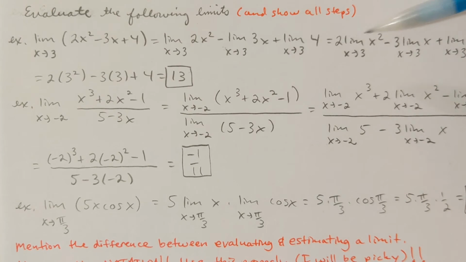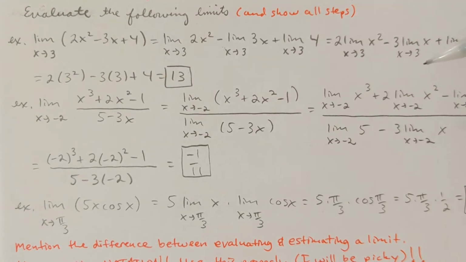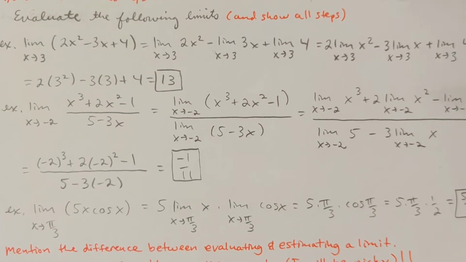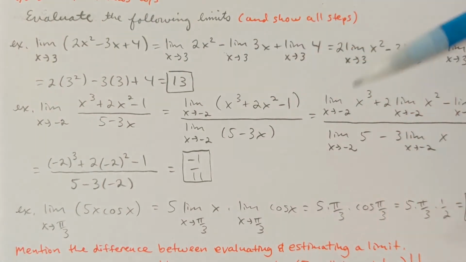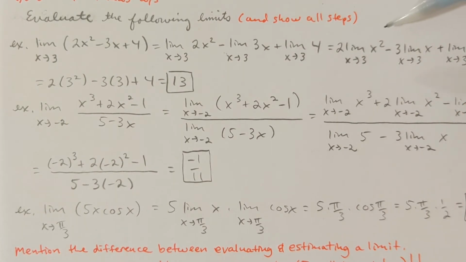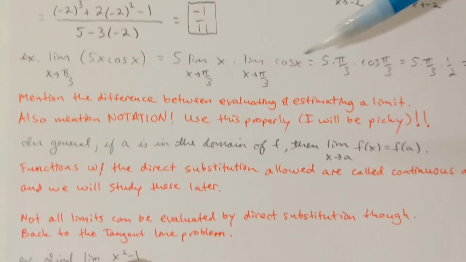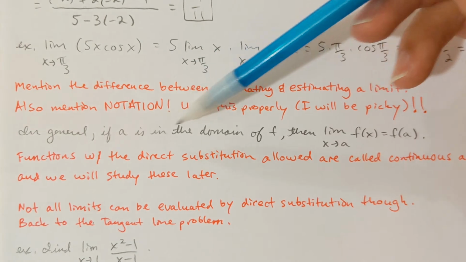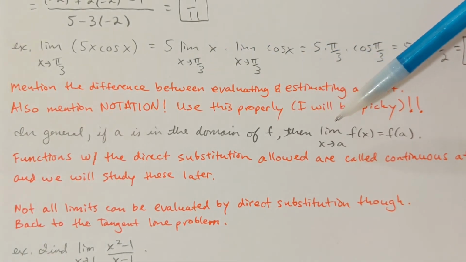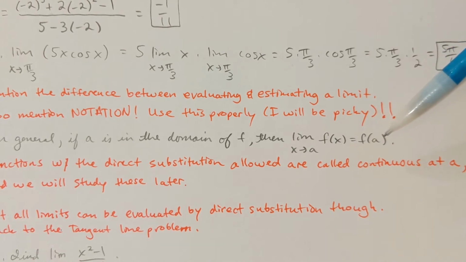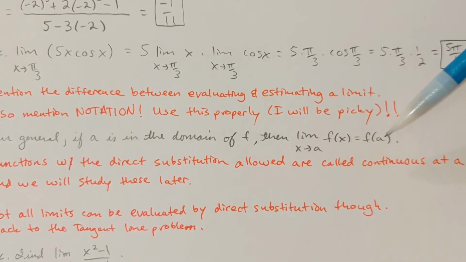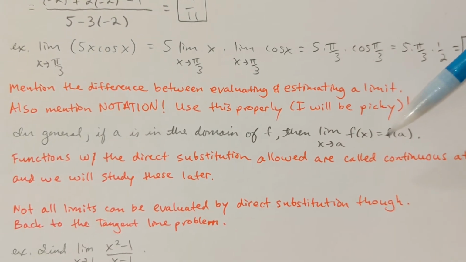Now this is the behind the scenes stuff using our limit laws, okay? So I sometimes get the question, do I have to write all this out if all I'm doing is plugging in the number into the function? No, you don't need to write all this out, okay? In fact, I would encourage you to just plug in the number because that's all we are doing. In general, if a is in the domain of f, then the limit as x approaches a of f of x equals f of a. You can directly substitute in that number and go right to the answer. I would encourage you to do that, okay?